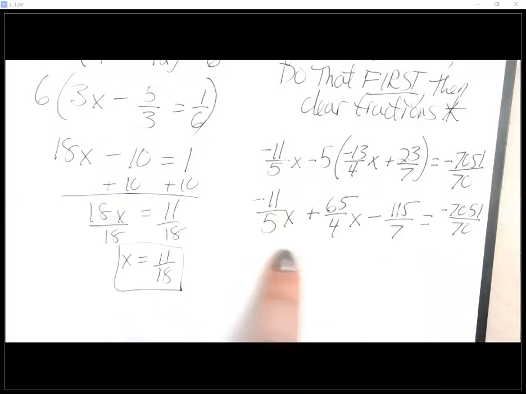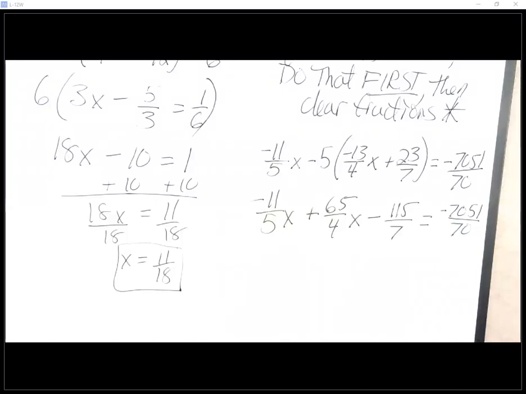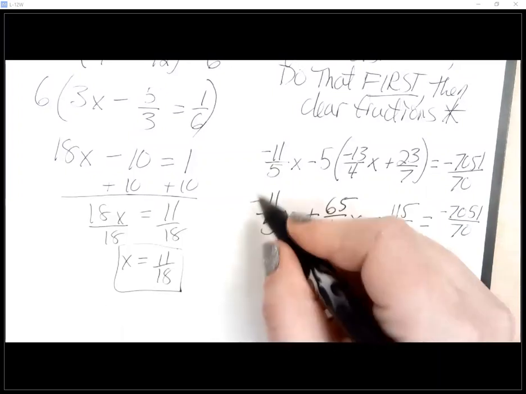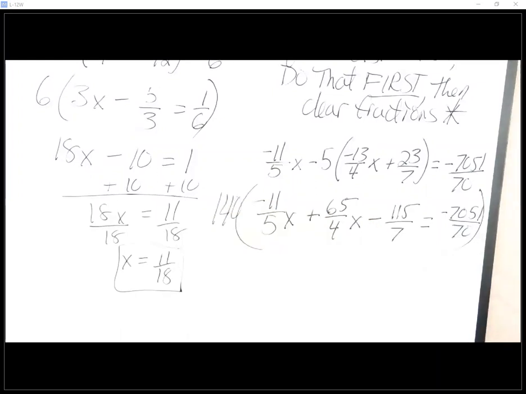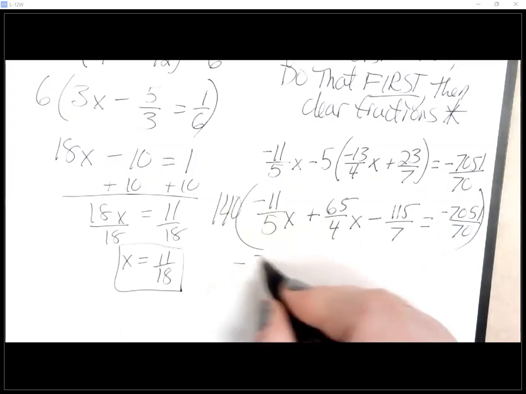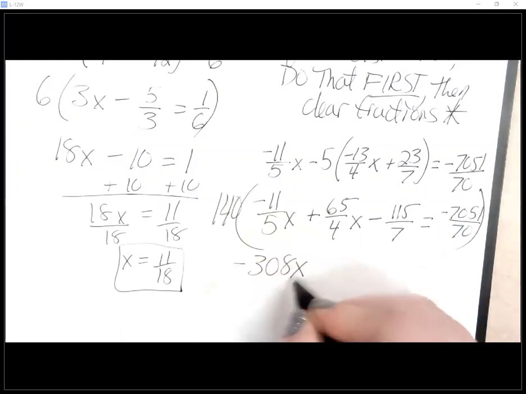So now I'm here and we talked about how 140 was going to be our common denominator, because that's the number that all of them will go into. Let's multiply everybody by 140. And remember, divide down, multiply up. So I'm going to grab my calculator. 140 divided by 5 is 28, times that -11 up top. I get -308x for that first chunk.